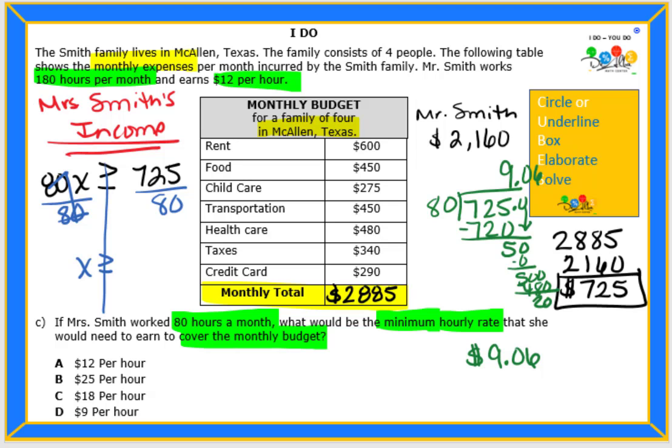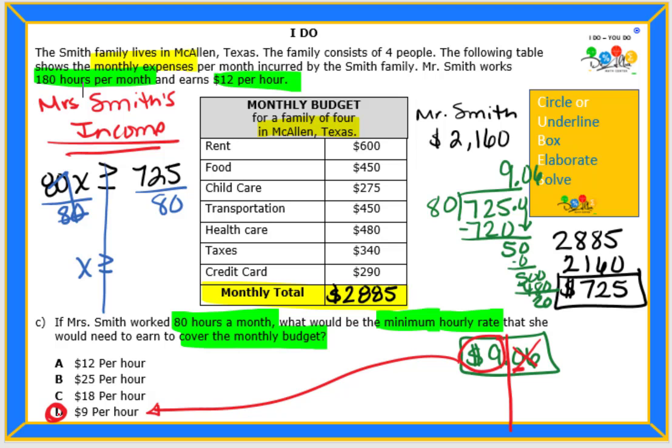Okay, now based on the answers that they gave us, I'm going to say that they want us to round to the nearest dollar. If I round $9.06 to the nearest dollar, we would be looking at the dollar amount and looking at the 0 behind it. 5 or more, add 1 more. 4 or less, let it rest. So $9 per hour, that would be D.